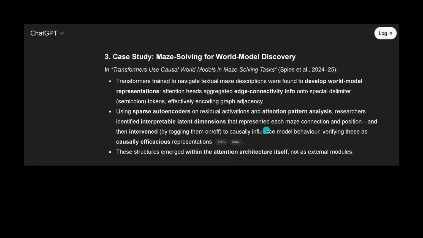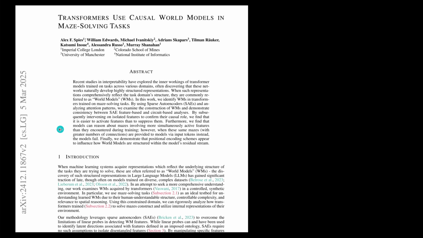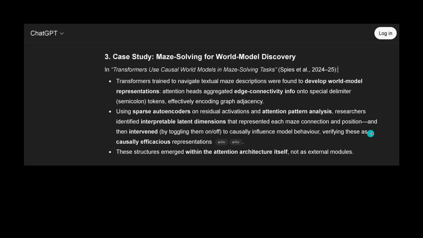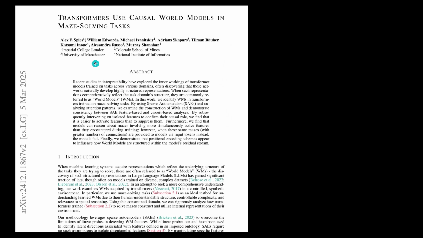So you see a beautiful single example. You immediately understand what it is. They tell you the structure forms within the attention architecture itself, not as external modules. A lot of you ask me, hey, is this an external module that I have to add to this transformer architecture? No, it is within the attention architecture itself. Now, this particular arXiv paper, if you click on it, in the free version, you get, beautifully, Transformers Use Causal World Models in Maze Solving Tasks.